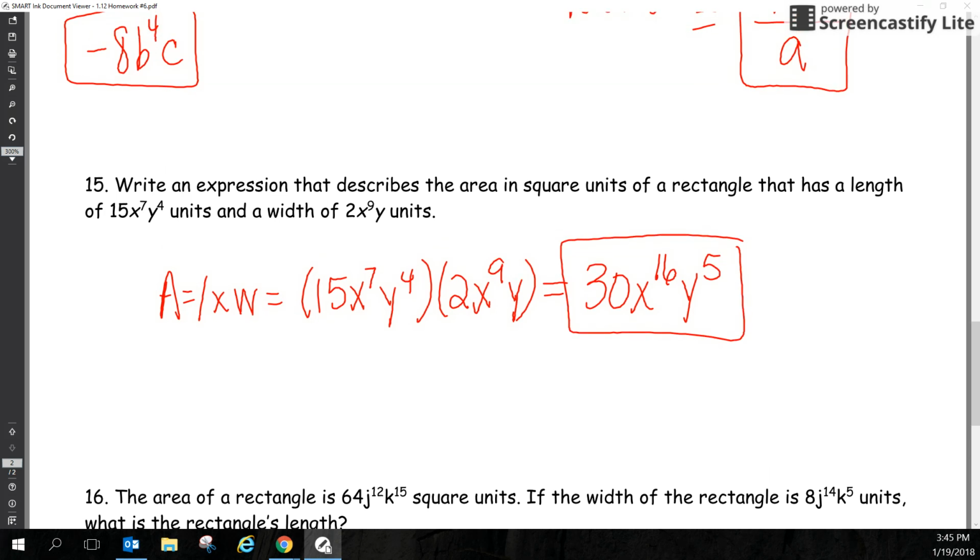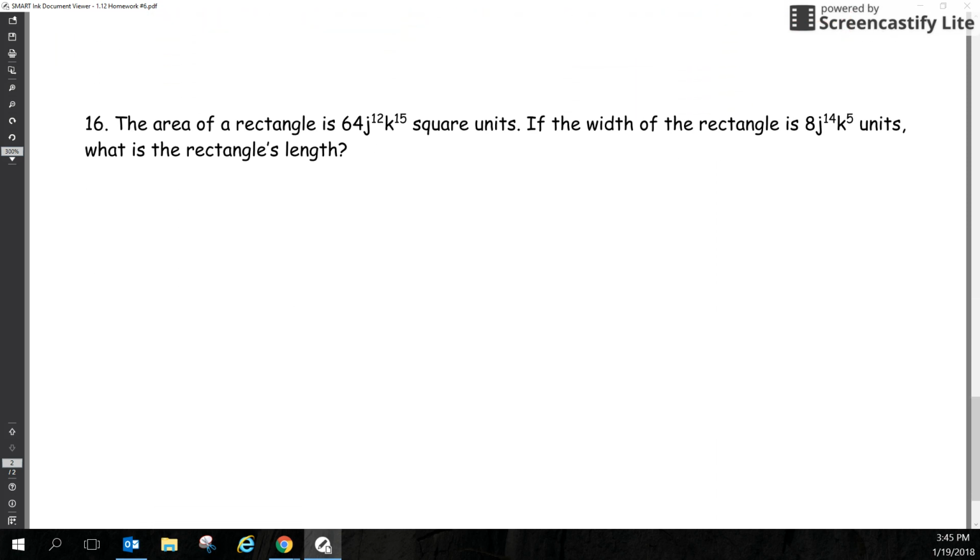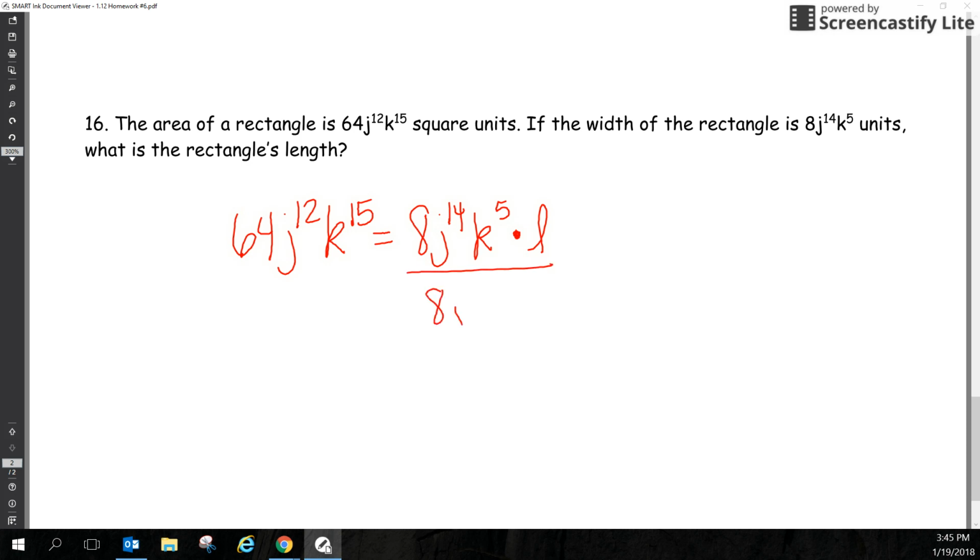Last problem. Number 16, the area of the rectangle, so now they're giving us the area, is 64j to the 12, k to the 5th. If the width is 8j to the 14, k to the 5th, and that guy's going to be times the length. Find the length. Remember, to get the length by itself, we want to divide this guy off. We talked about this one in class, so you might want to go back and look at the notes for this day. Oops. That's not k to the 15th, that's k to the 5th. 8j to the 14th, k to the 5th.